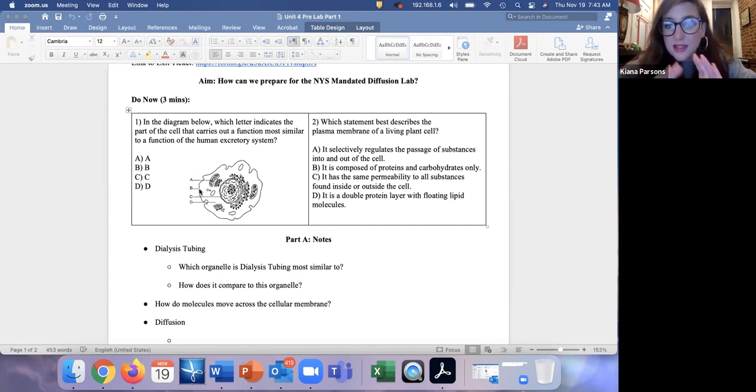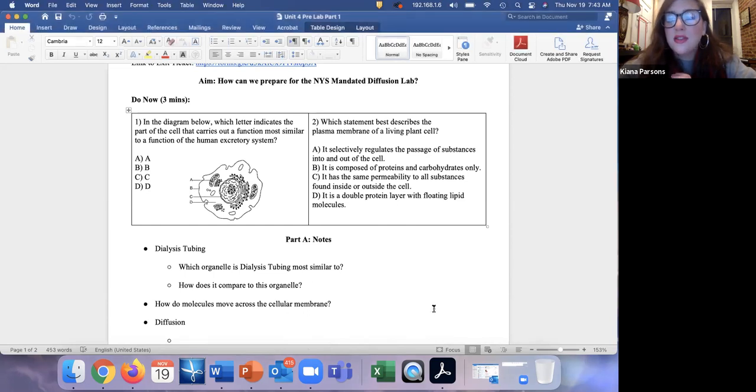B, that's the cell membrane. And we're talking all about the cell membrane because we're going to be building a model cell in this lab. Unfortunately, you guys are not going to be building a model cell yourselves because, as I am recording this, they just announced that we're going to be virtual for quite a while. And I did have a feeling that that was going to be coming up.